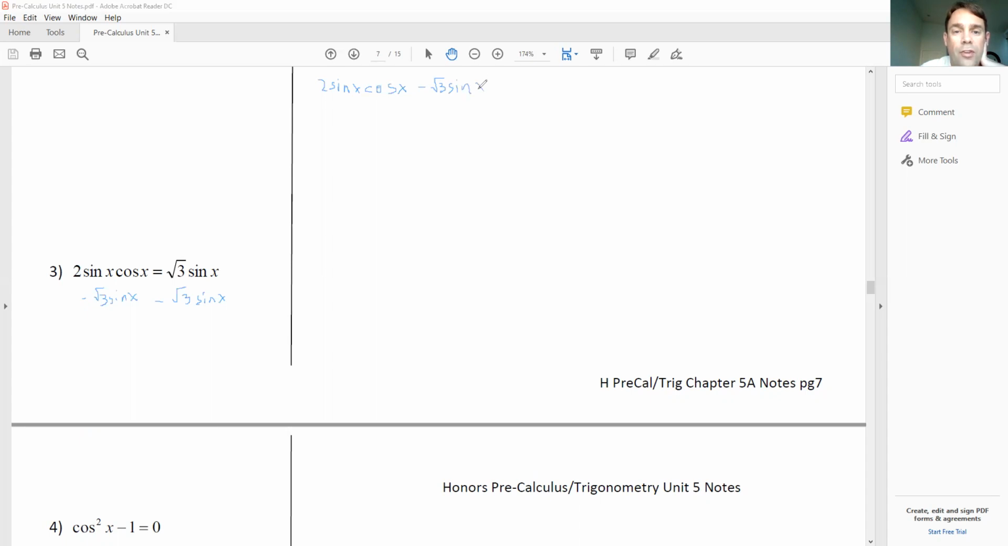So I'm going to get everything on the same side. Whenever I can't automatically solve, I get everything over to the same side, and then I try to see, is there a way that I can use algebra? Or in this case, can I factor it? Is there something that I could factor out? In this case, I notice I could bring a sine x out, and that would leave me with 2 cosine x minus root 3. So sine x times 2 cosine x minus root 3.